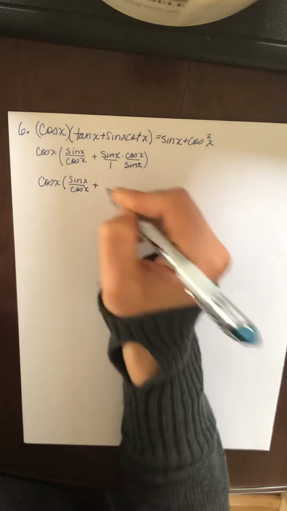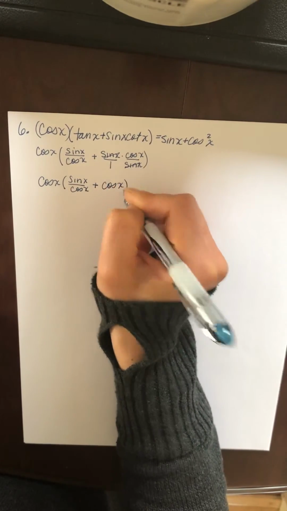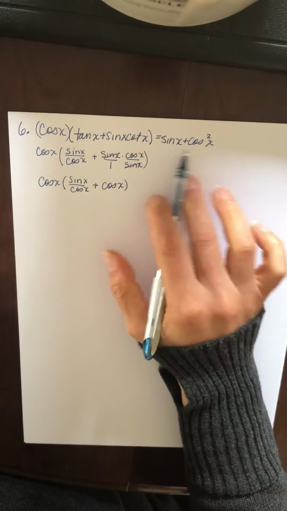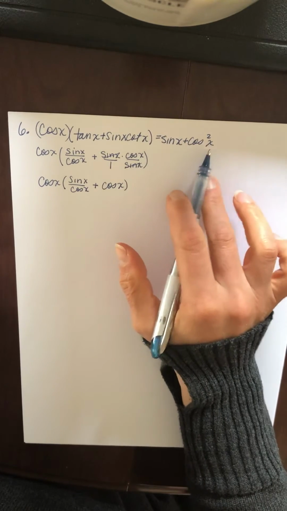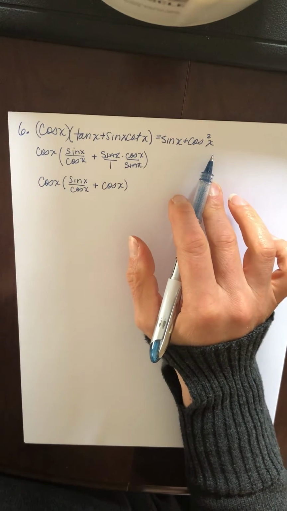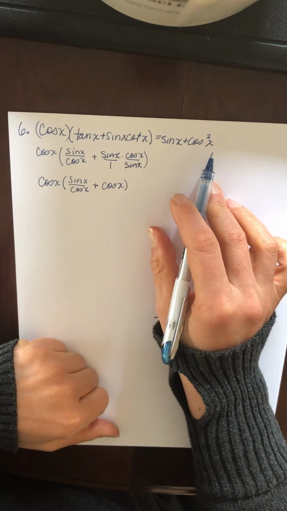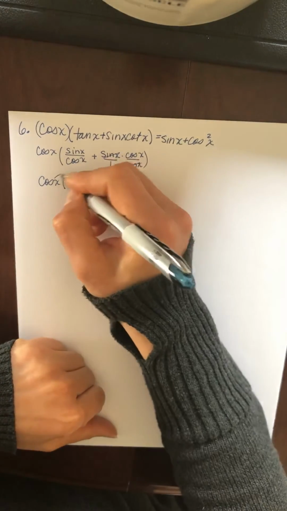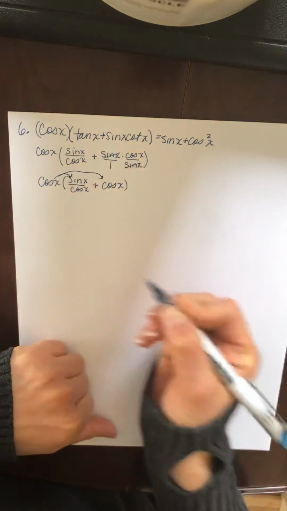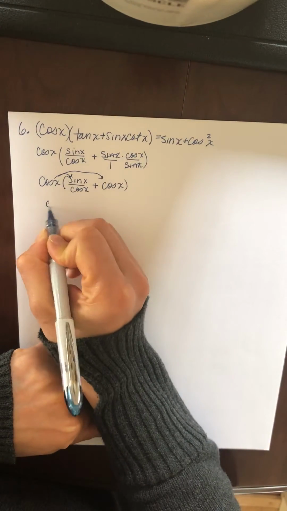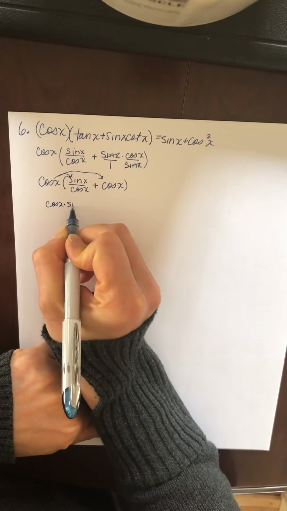And always keep in mind where you want to go. I know I want it to look like sine plus cosine squared. Okay, so let's think. Now if I were to distribute this through, and I'm going to do that, cosine's going to go here, cosine's going to go here. Think about what this top would look like. Cosine of x times sine of x.